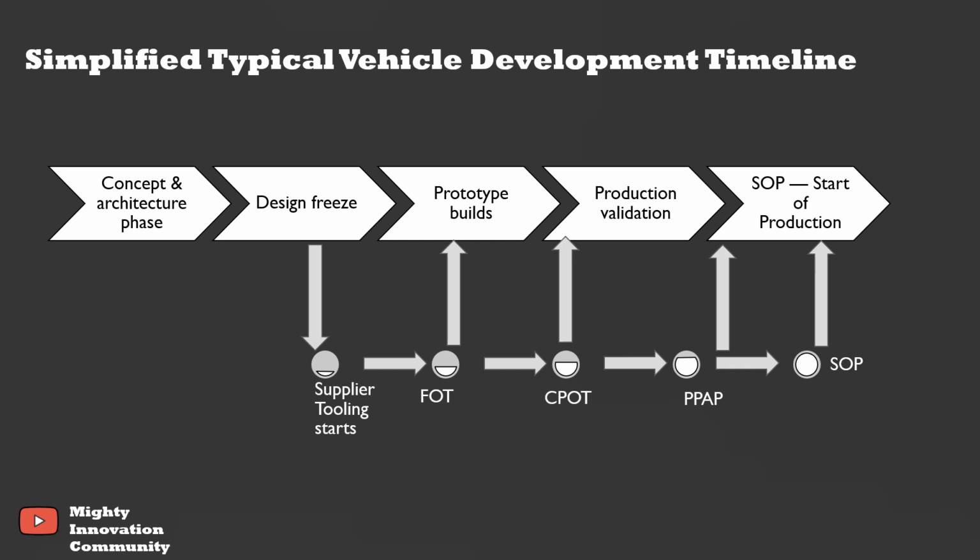So let's summarize this simply. Vehicle time plans look big and complex, but everything depends on part level maturity. FOT brings the part into reality. CPOT locks the part for vehicle validation. PPAP ensures the repeatability just before SOP. And if you understand this link between part milestones and overall vehicle development, you're already thinking like an automotive program manager.